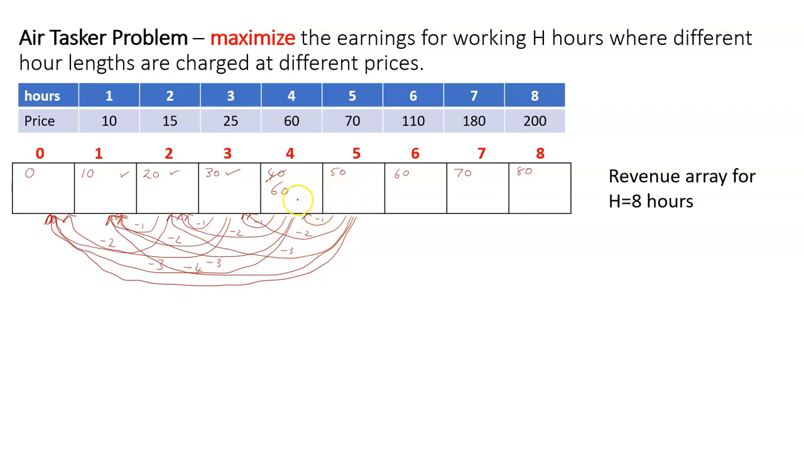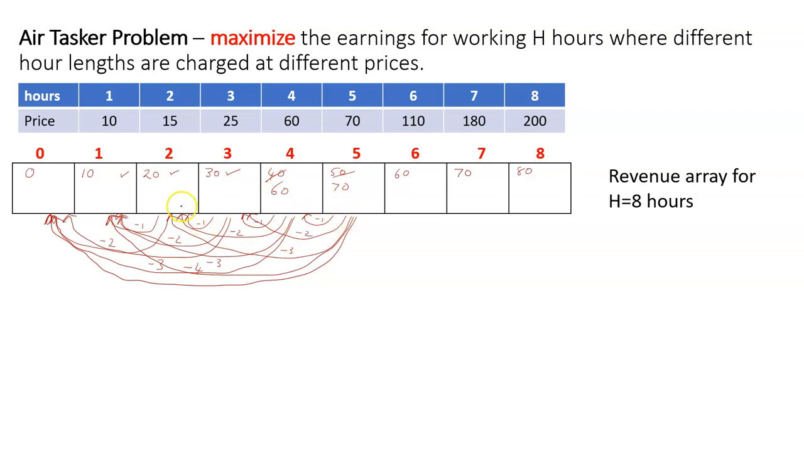If we go back 1 hour in time, we can add a $10, 1 hour job to the $60, which will give us 60 plus 10, which is 70. That's an improvement on this one, so we take that. Or we can go back 2 hours in time, which was $30, and add a 2 hour job to that, which is 30 plus 15. That's 45. That's not an improvement.